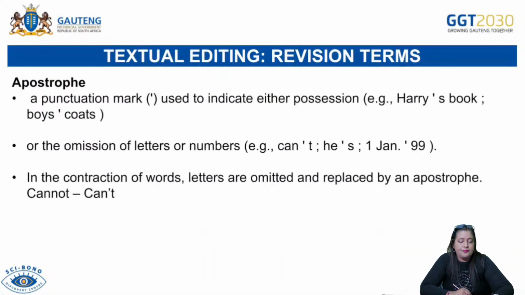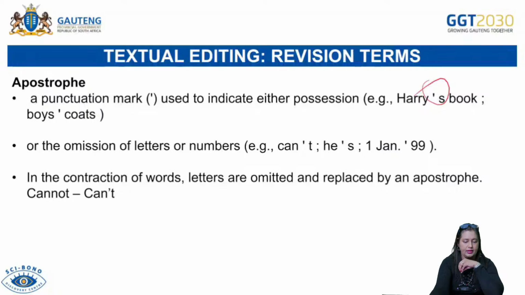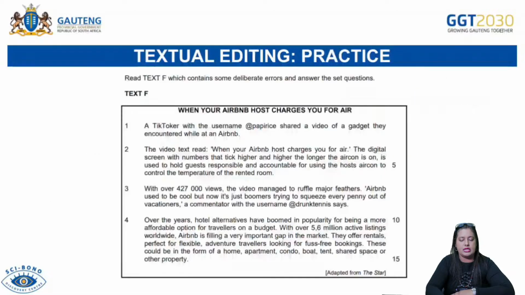The apostrophe, okay, usually we only know there's two functions, either the possession or the omission contraction, okay? So the punctuation mark is used to create possession, Harry's book. In other words, the book belongs to Harry. And then in terms of the omission, can't, so you're missing the word, cannot, okay? Can't, it's can and not. All right, you're going to look at that. And then the contraction would then be cannot and can't.